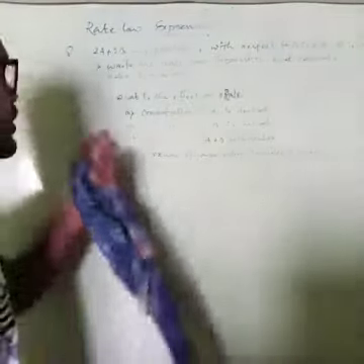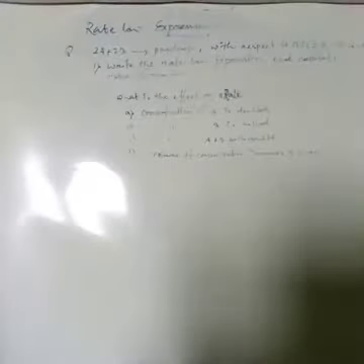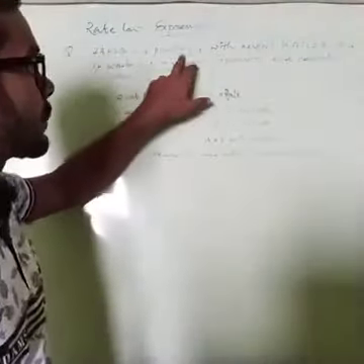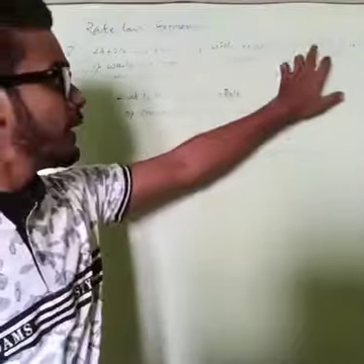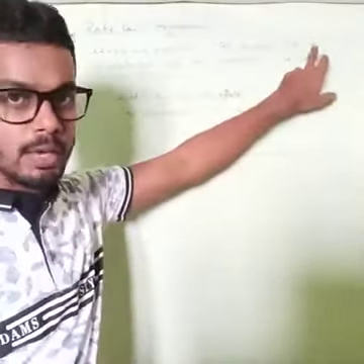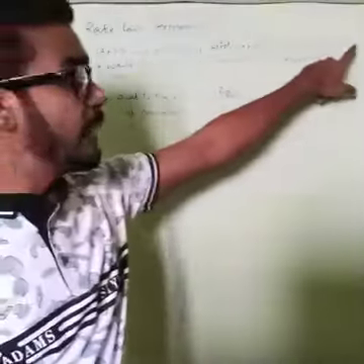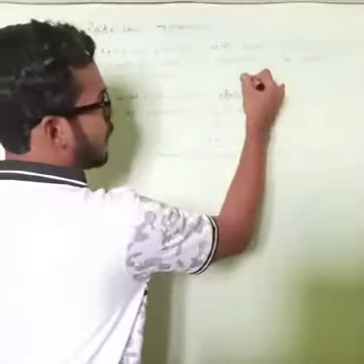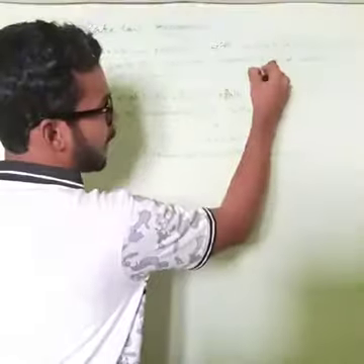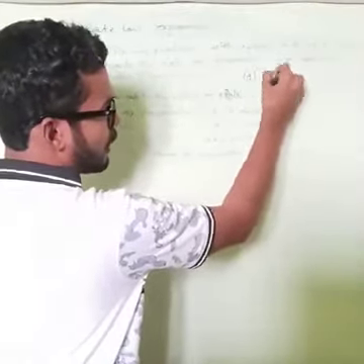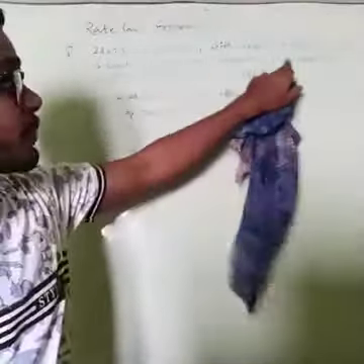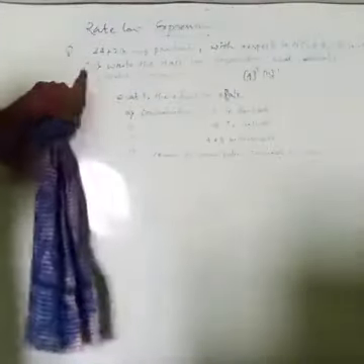Okay, let's do this question. 2A plus 2B gives the product. The order with respect to A is 2, and with respect to B is minus 1. That is already given. Write the rate law expression and calculate the order of reaction.